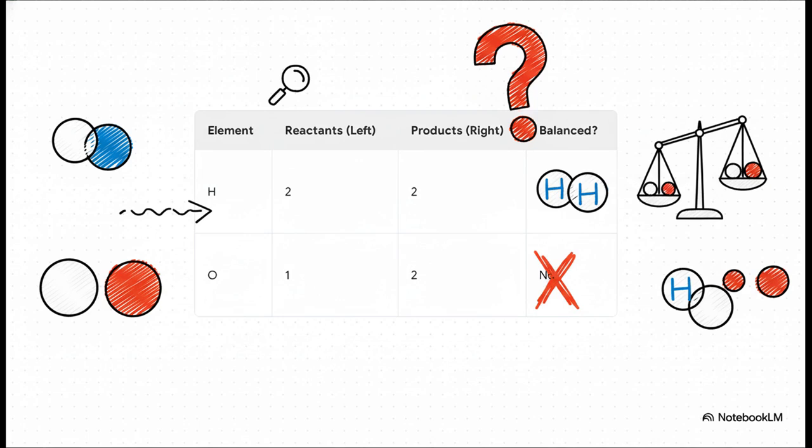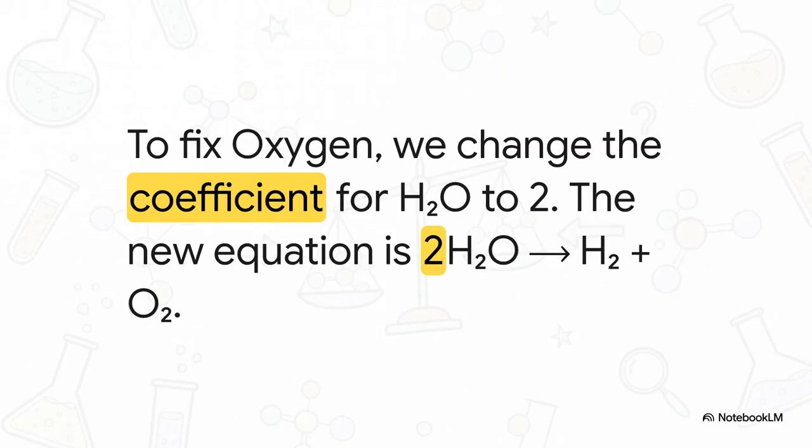But look at the oxygen. We have only 1 oxygen atom on the left, but there are 2 on the right. Uh-oh, that's a problem, or the recipe is wrong. So to get 2 oxygen atoms on the left side, our only real move here is to change the coefficient.